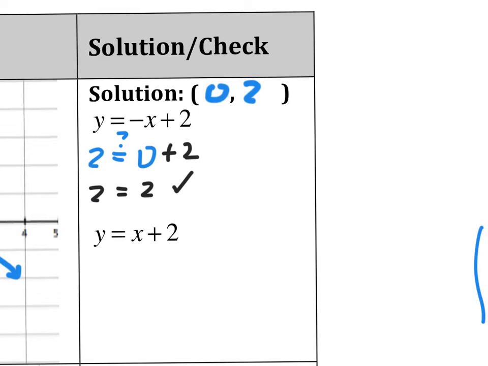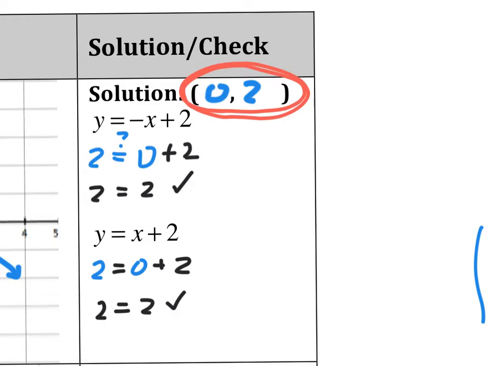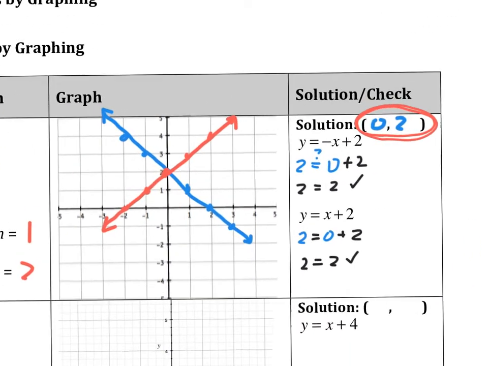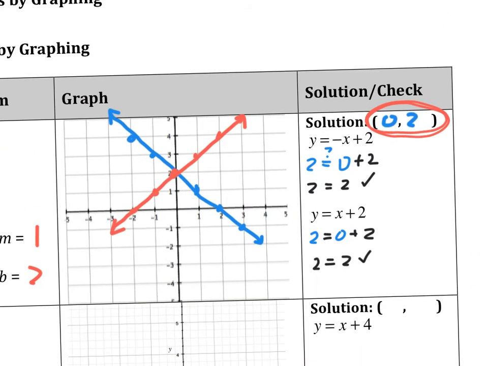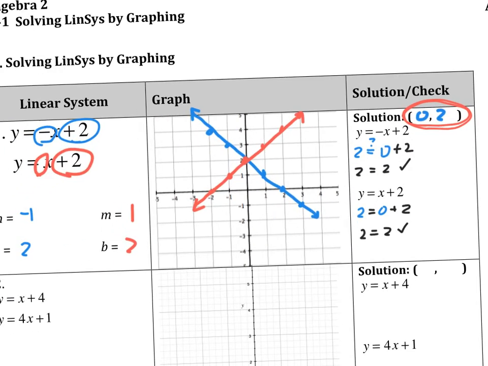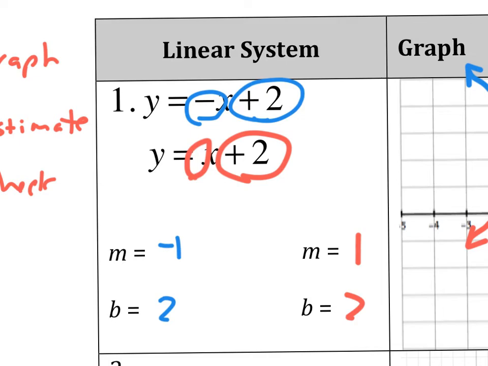Now repeat the process here. Place 2 there. Equals, again, a 0. Bring down a +2. And 2 equals 2. Also a check. So what do I commit to? Where do I highlight or circle? This is the answer right here. This is my solution to the system. It's where the two lines intersect. It is the point that satisfies both equations.